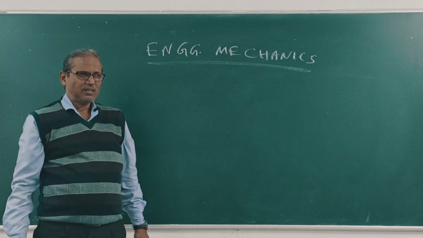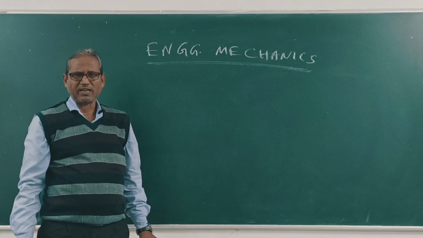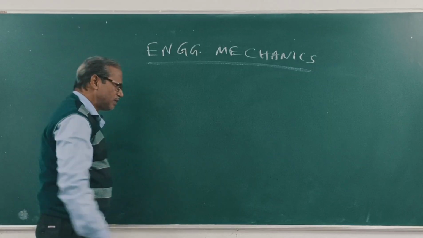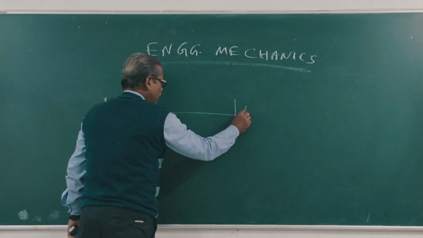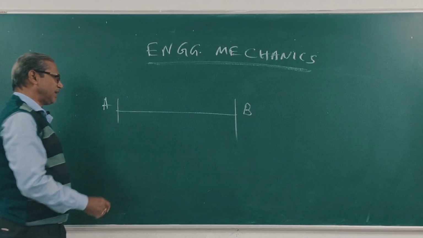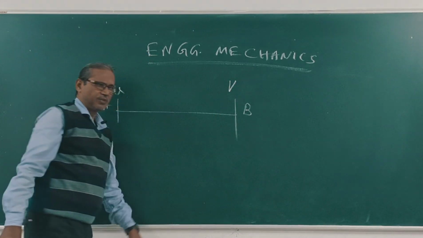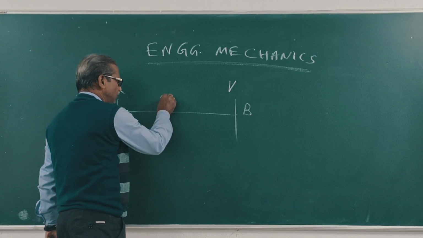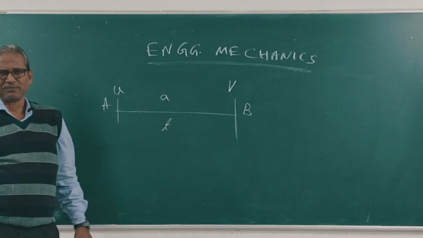Last class I derived the formula for rectilinear motion of the body. Rectilinear motion means the body is moving in a straight line. Again I repeat that theory. Suppose the body moves from A to B. At A, its initial velocity is u. At B, its final velocity is v. The body moves with uniform acceleration a, and the time taken to reach from A to B is t seconds. Right?